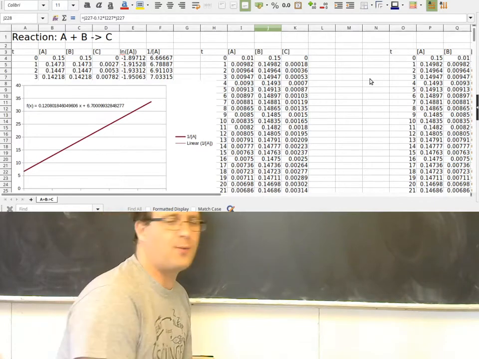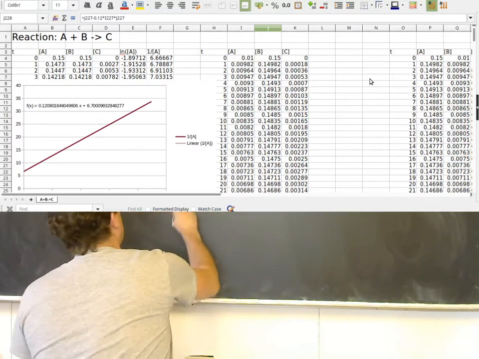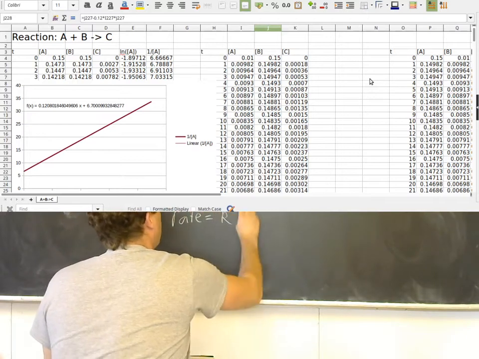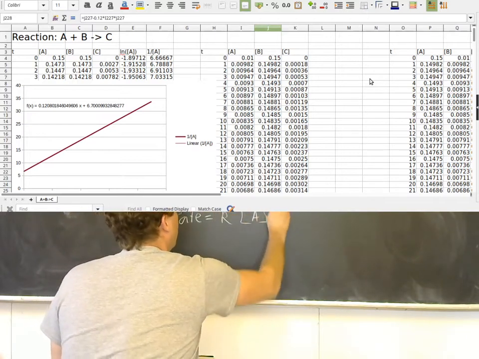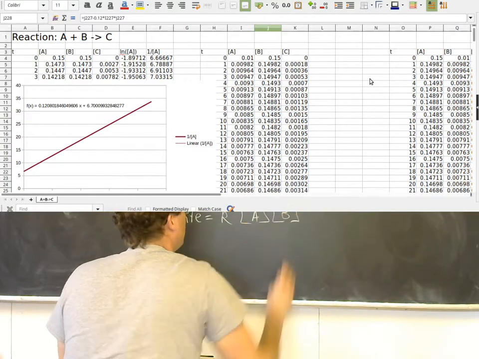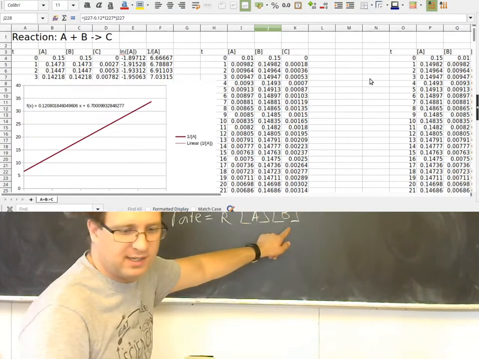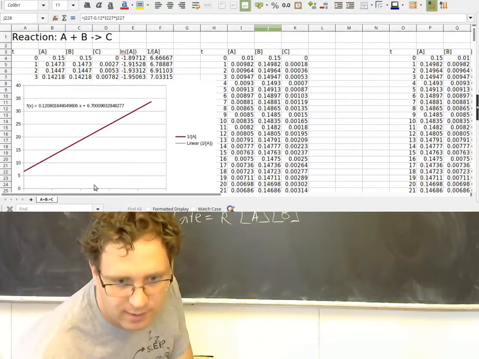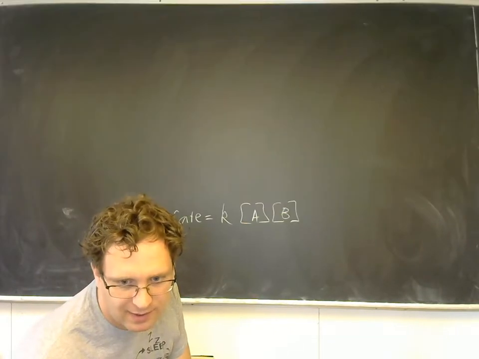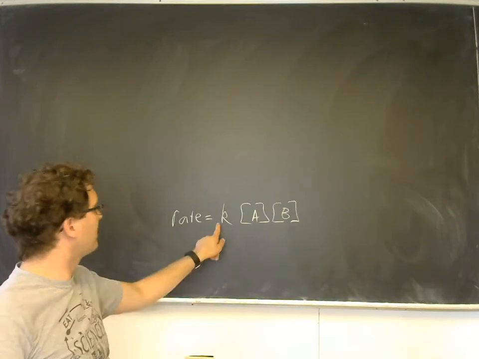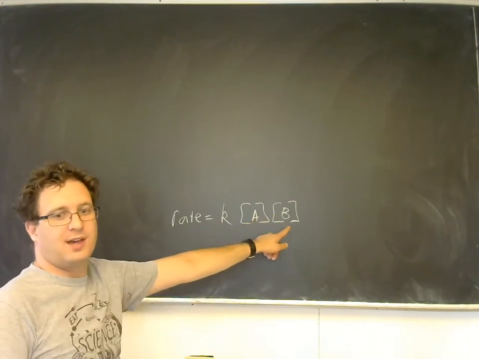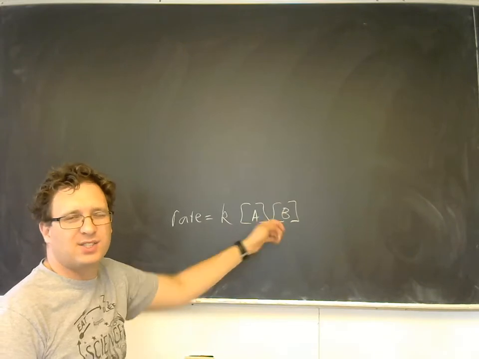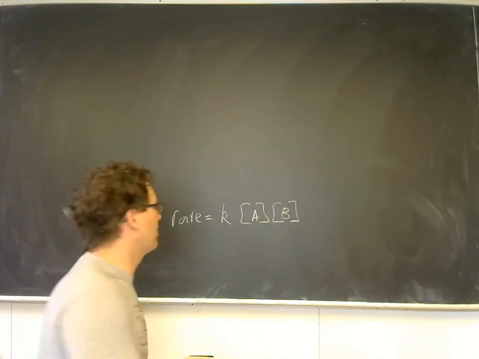And what that means is that my rate is equal to K times the concentration of A times the concentration of B, but because B is in excess, it doesn't change over the course of the reaction.